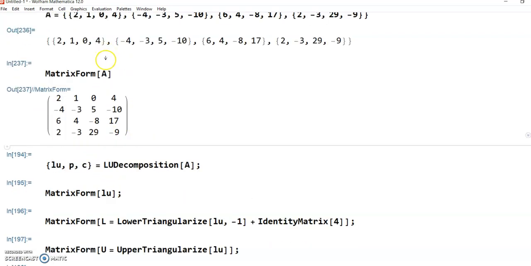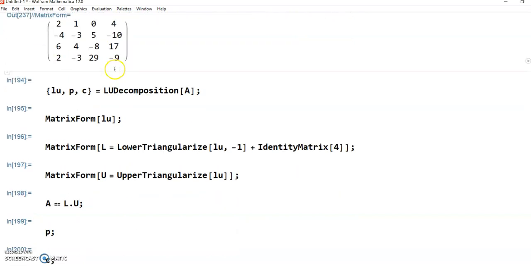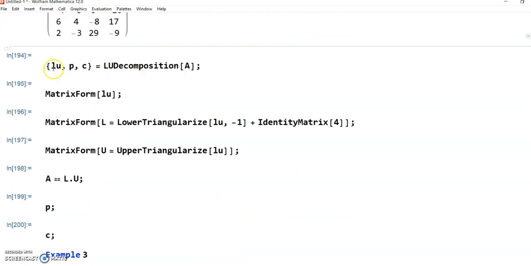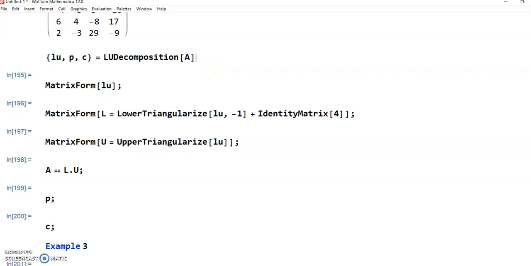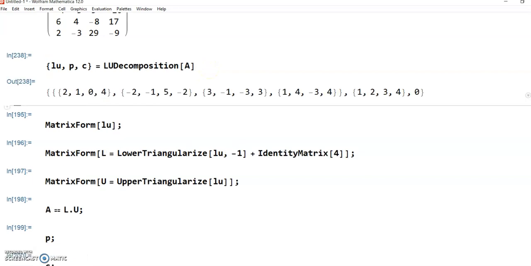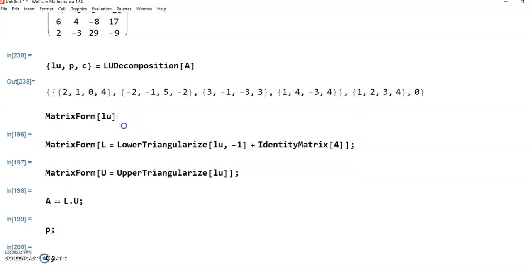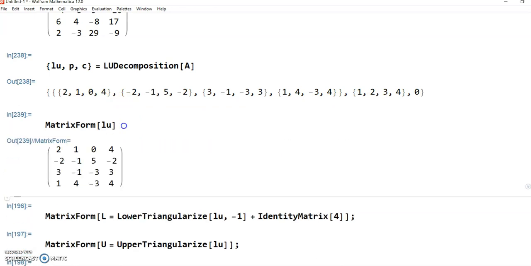The matrix is still named A. Here I will decompose it by the same command as before, LU decomposition A, and then we have got it in the list form, and now we can convert it into the matrix form. So this is the LU matrix, which is of course our basis for finding the L and U matrices.